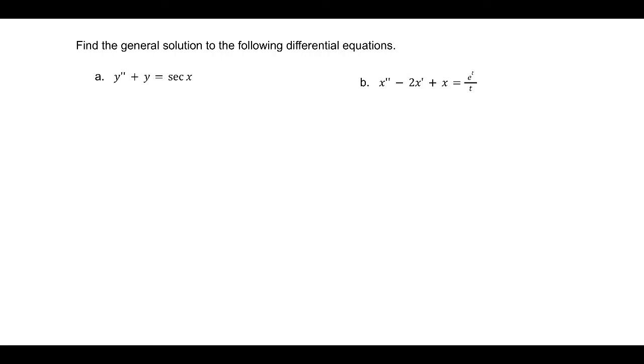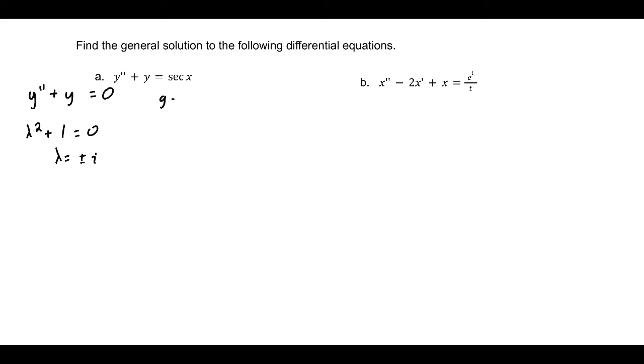First, let's consider the complementary equation, which would be the second derivative of y plus y equals 0. And the characteristic equation of that complementary equation would be lambda squared plus 1 equals 0, which means that lambda equals plus or minus i.